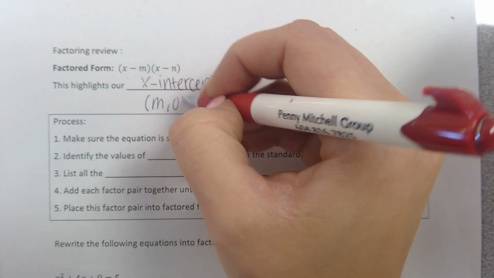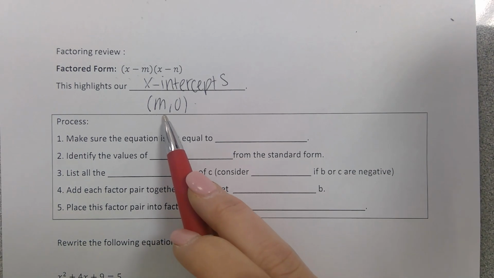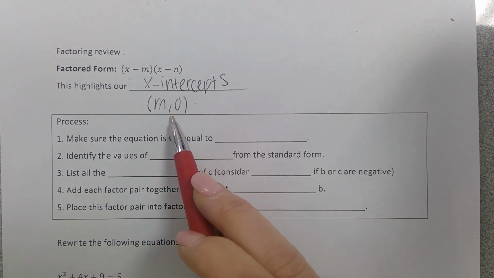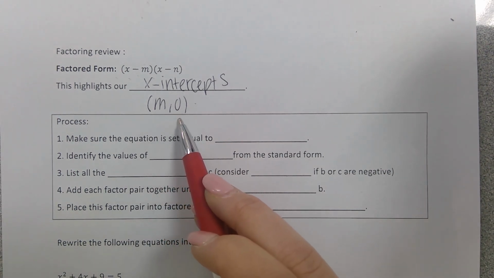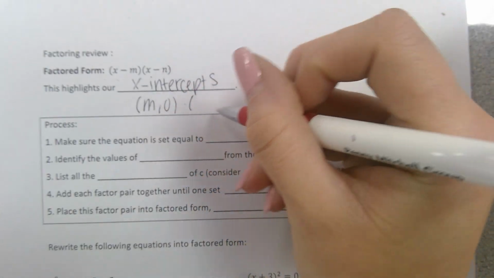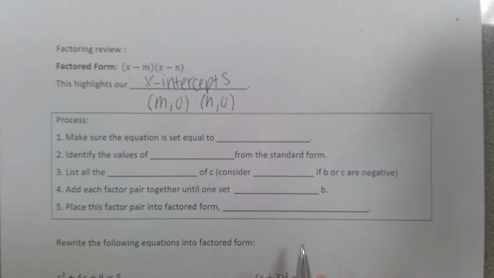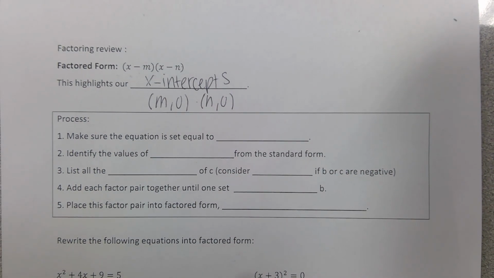So our first one is going to be m comma 0. Notice we have the number first and then 0 for our y value. It's going to put it on our x-intercept. So my second one, I'm going to do the same thing with this negative n. I'm going to pull it out, change the sign. We get n comma 0. So this should be a review over our x-intercepts, how to find them from factored form.